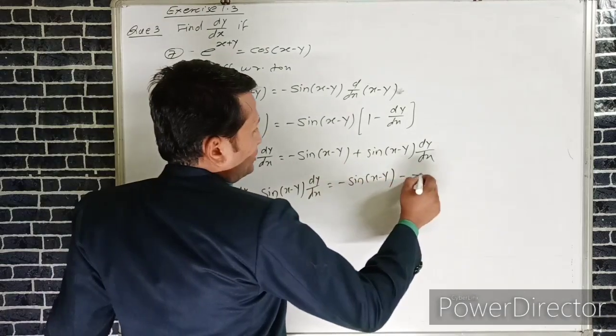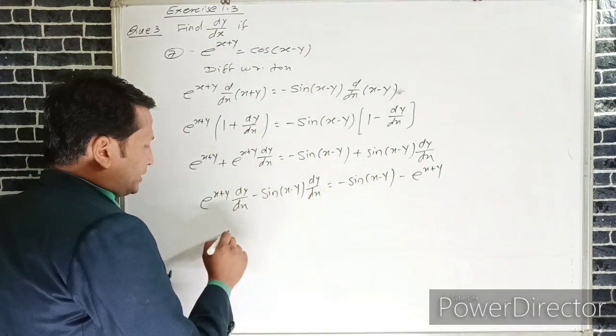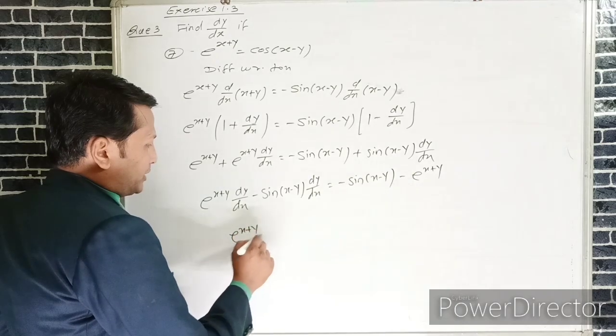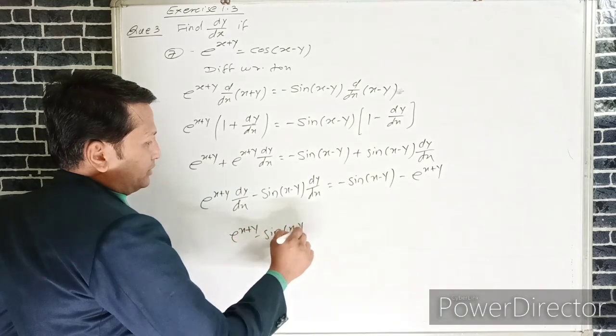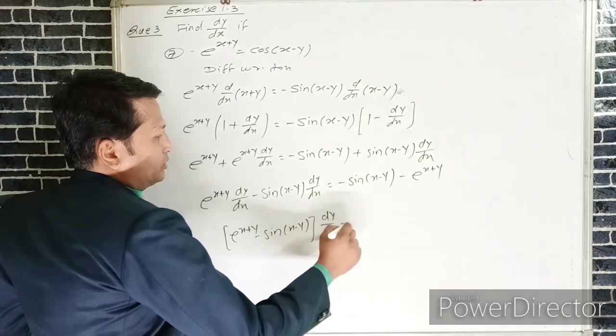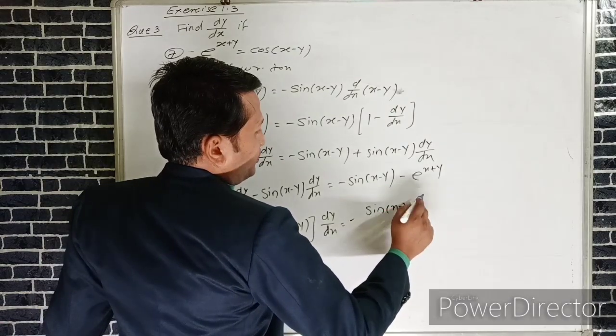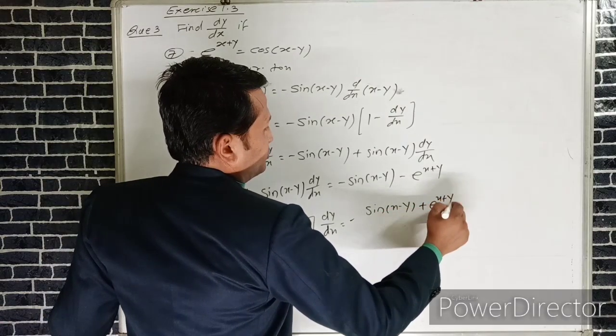This term, minus e to the power x plus y. If we take dy by dx common, we can write e to the power x plus y minus sin of x minus y into dy by dx is equal to minus sin of x minus y plus e to the power x plus y.